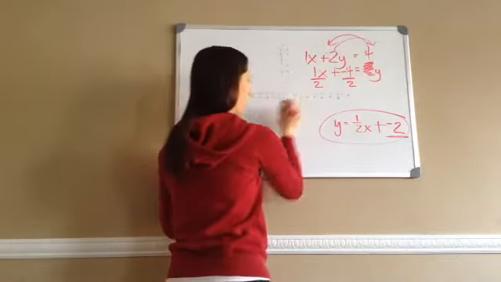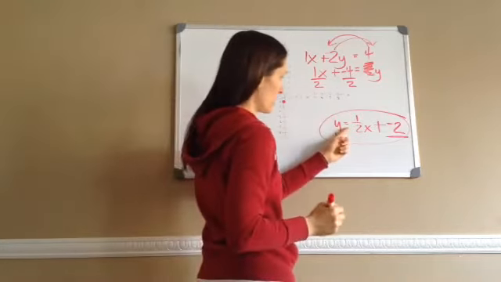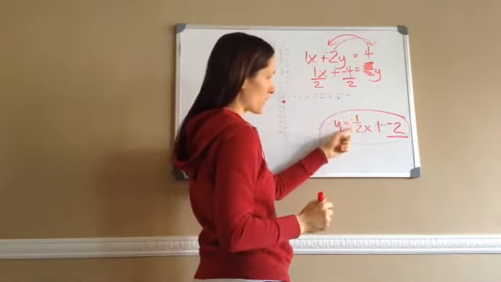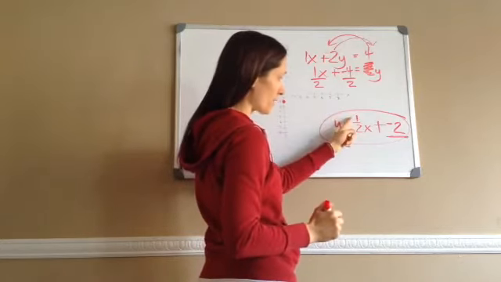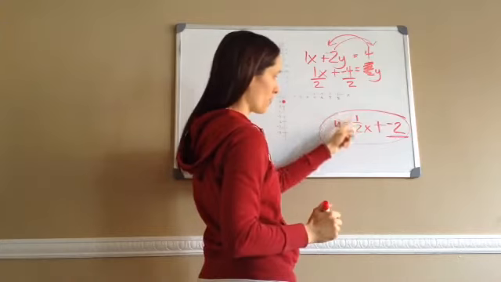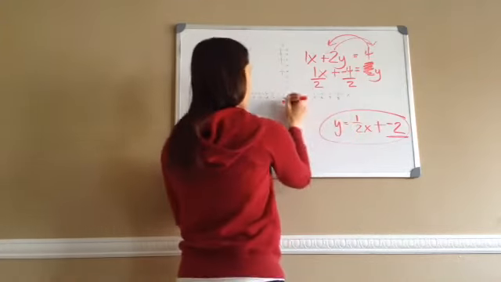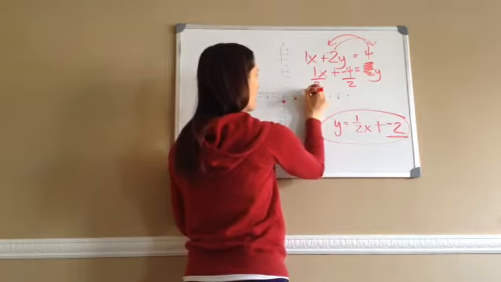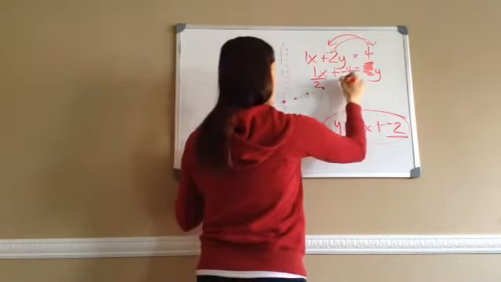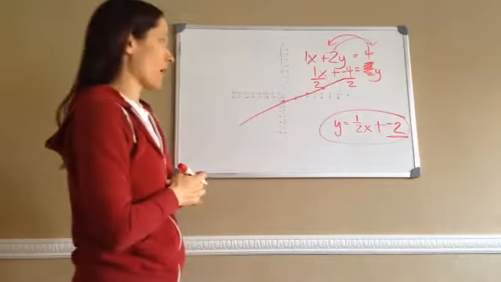So I graphed it. And now, this is going to be a positive slope because it's a positive number right here. And so we're going to go up 1, rise of 1, run of 2. Up 1 over 2, up 1 over 2, up 1 over 2. And as you can see, that becomes our line.